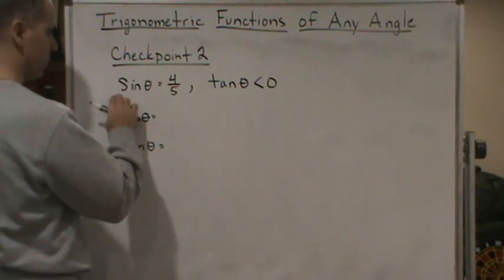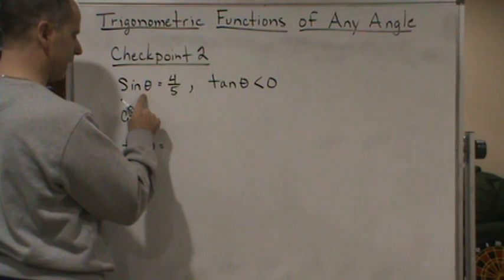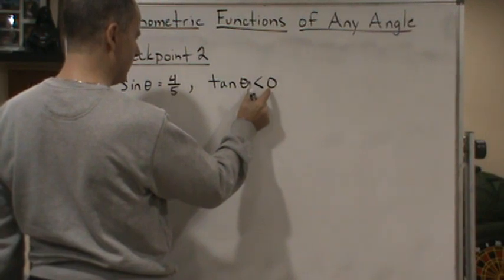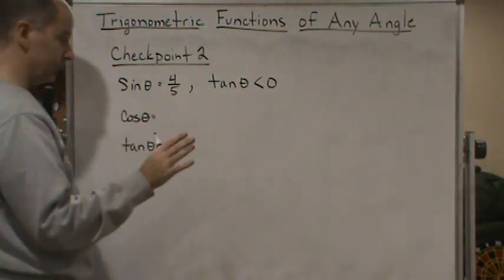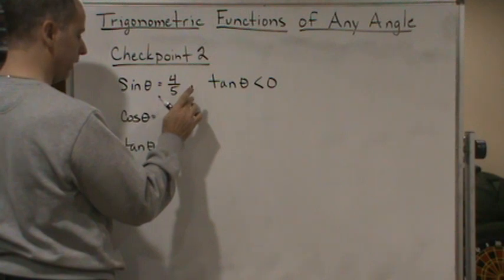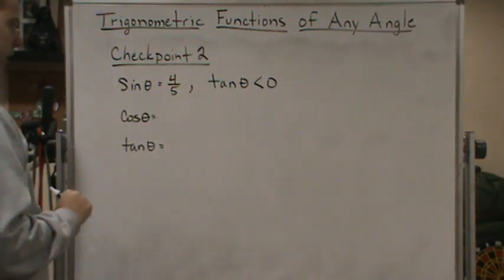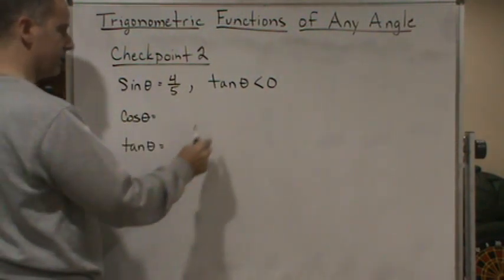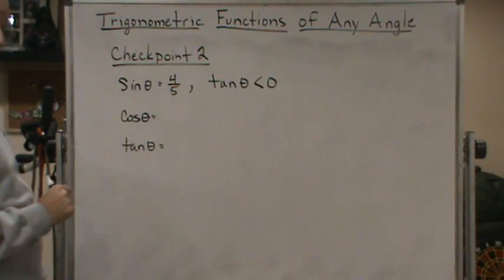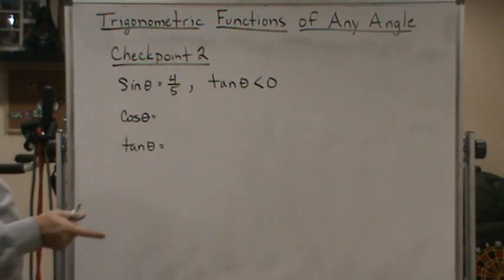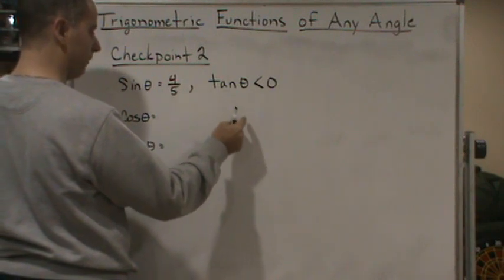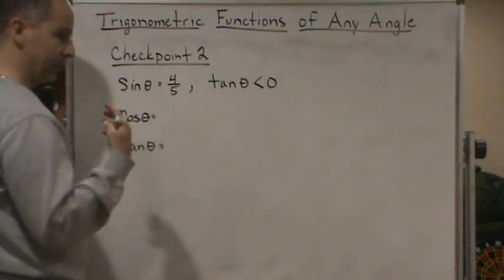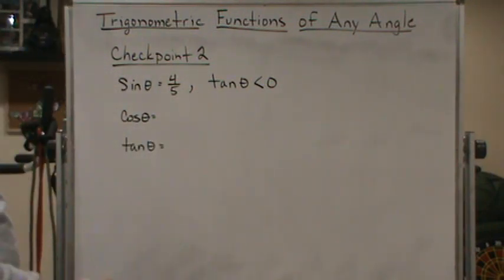Now the first thing I'm going to do is, well, we know sine of theta is y over r. Sine is positive only in the first and second quadrants, because we're dealing with y. So y is only positive in the first and second quadrants. Tangent is negative only in which quadrants? Well, it's only negative in the second or fourth quadrant. So with both of these together, we know that the angle is in the second quadrant.